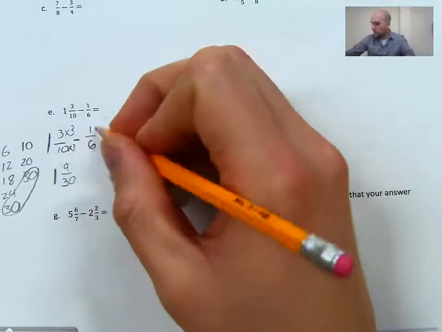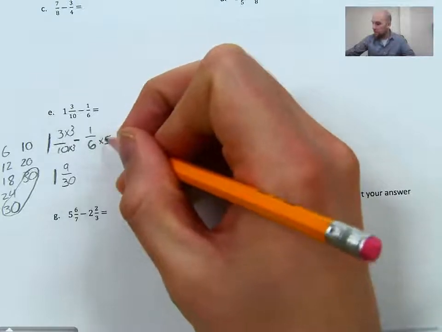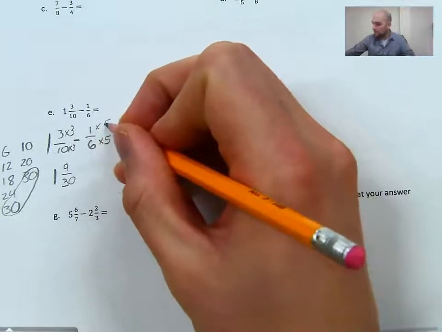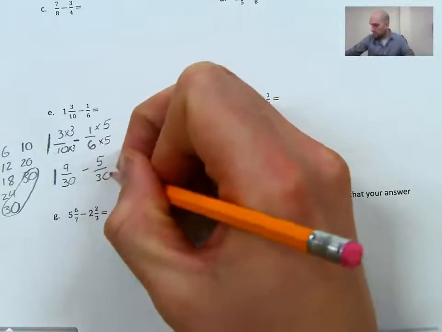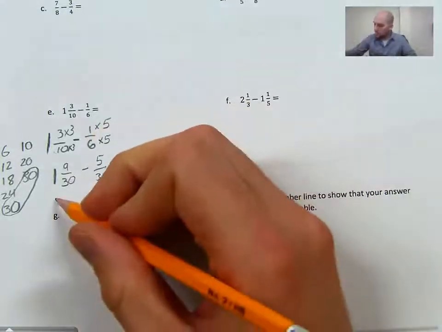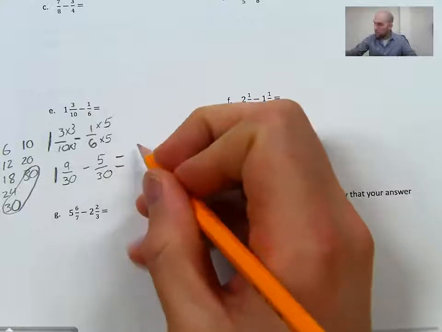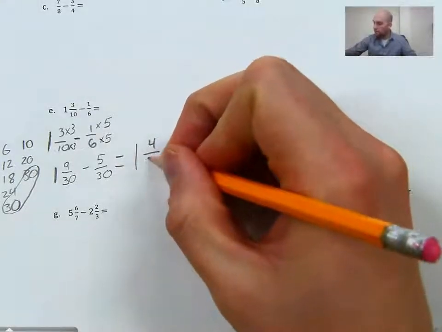If I multiply my 6 by 5, I get 30. I can multiply my 1 by 5, and I get 5/30. 1 and 9/30 minus 5/30. I'm going to leave my 1 alone. And I'm going to end up getting 1 and 4/30.